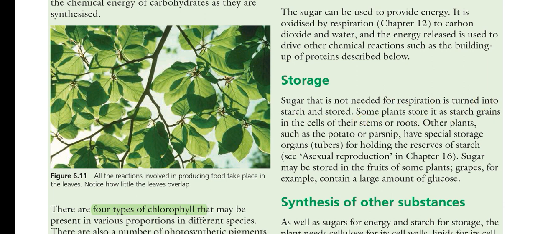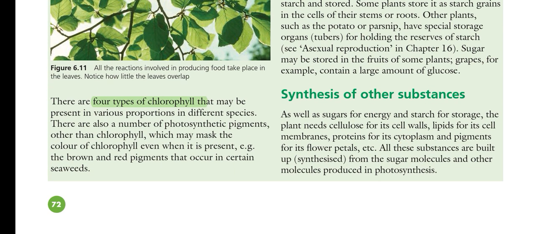Some plants store it as starch grains in the cells of their stems or roots. Other plants, such as the potato or the parsnip, have special storage organs or tubers for holding the reserves of starch. Sugar may be stored in the fruits of some plants. Grapes, for example, contain a large amount of glucose.